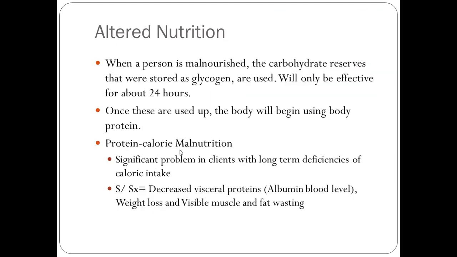So this is kind of what I was talking about when I was going to start talking about the protein. When a person is malnourished, the carbohydrates that are saved up and stored as glycogen will be used. But these can only be used for about the first 24 hours. Once these 24 hours are up and all the glycogen is used up, the body's actually going to be using the protein that's been stored to help do wound healing, for example. So protein is one of the main labs that can be drawn to determine if a person is undernourished.